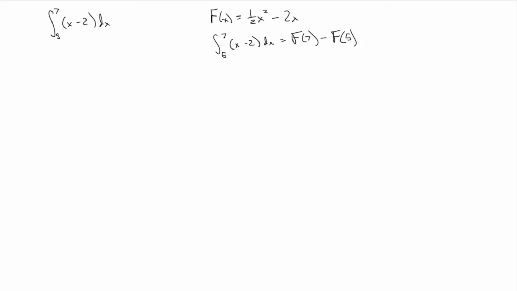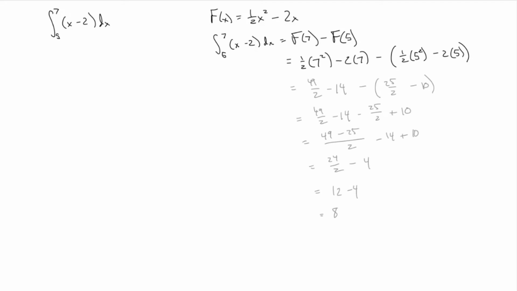And the fundamental theorem of calculus part 2 says that this definite integral is equal to capital F of 7 minus capital F of 5, which is 1/2 times 7 squared minus 2 times 7 minus the entire quantity 1/2 times 5 squared minus 2 times 5. Notice that those outer parentheses are absolutely needed because you have to subtract all of capital F of 5.